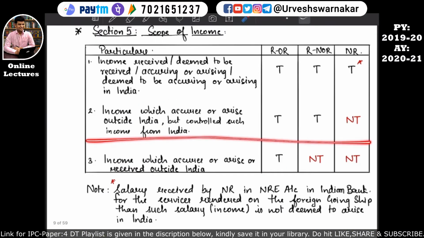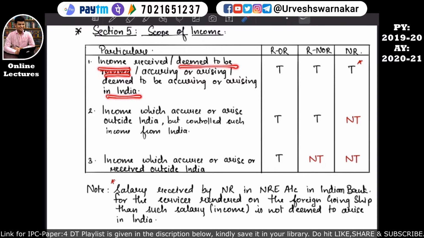So let's revise up to point number 2. Point number 1 says that income received in India or income deemed to be received in India or income accruing or arising in India or income deemed to be accruing or arising in India will be taxable to all these three individuals, that is resident ordinary resident, resident non-ordinary resident as well as non-resident. I hope that is quite clear to you all. There is a note for this. The note says that if a salary is received by a non-resident in a non-resident external account, that is an NRE account in an Indian branch, for the services rendered on a foreign going ship, then such salary is not deemed to be arising in India. I hope this is quite clear. So in simple words, it is not taxable in India. If you want, you can write it over here, not taxable in India.